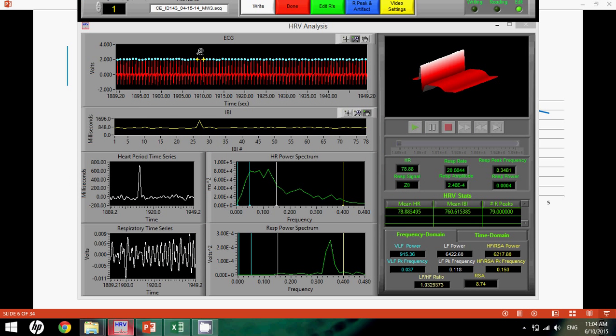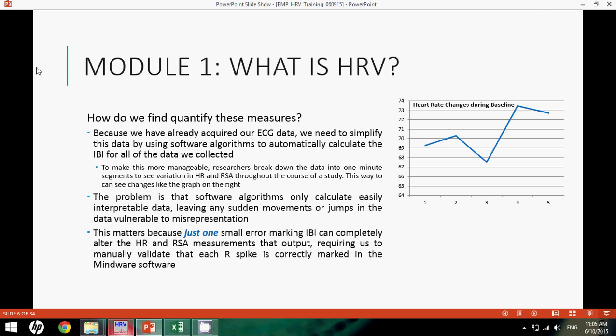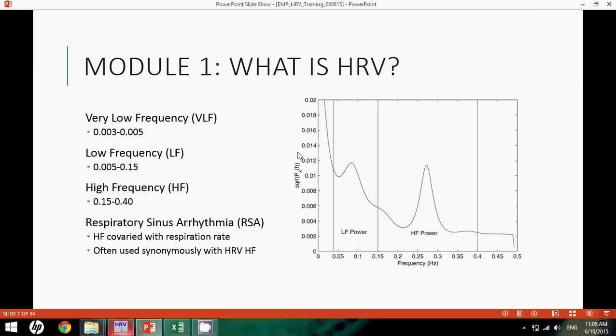So the main point is that we need to properly mark all the R spikes, and when we don't properly mark them, it can drastically influence our measurements. Just 1 point can drastically move an RSA, for instance, by 3 whole points, which is a really, really drastic difference. So generally what HRV is, in a more sophisticated way, is looking at the IBI or heart rate and running them through spectral analyses, and we can see that at different frequencies we have different waves of information that we can interpret here.